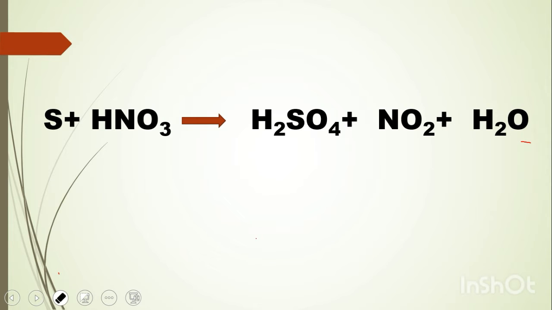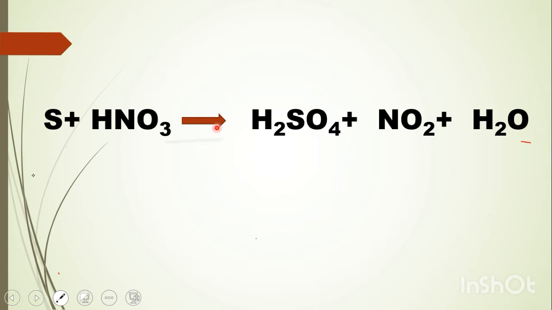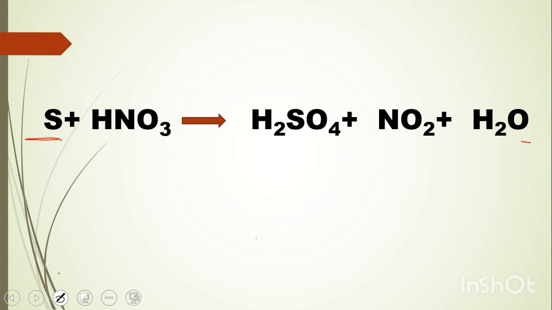Okay, this is another simple equation. We have to balance it. First, we have to balance the metals. There is no metal in this particular reaction. Now move toward the non-metals. The non-metals here are sulfur and nitrogen.